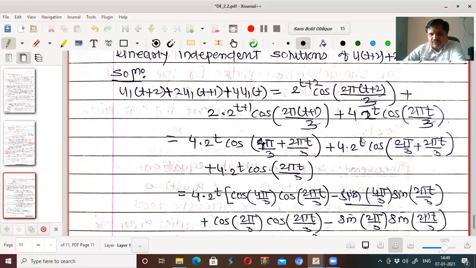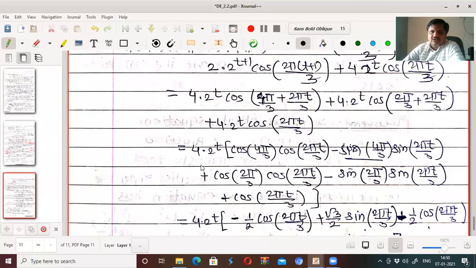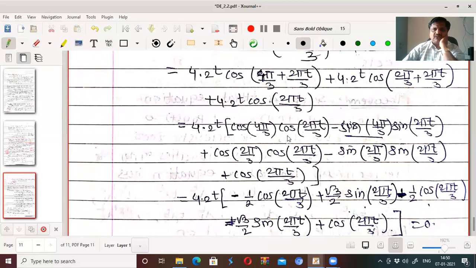Plus 4 times 2 to the power t, here 2 into 2 to the power t, cos of 2 pi by 3 plus 2 pi t by 3, plus 4 times 2 to the power t cos of 2 pi t by 3 as it is. So this is equal to 4 into 2 to the power t. Now you are using here cos of alpha plus beta. What is the formula for cos of alpha plus beta? Cos alpha cos beta minus sin alpha sin beta. So the same formula we have used there. So you will get cos 4 pi by 3 into cos 2 pi t by 3, minus sin 4 pi by 3 into sin 2 pi t by 3.